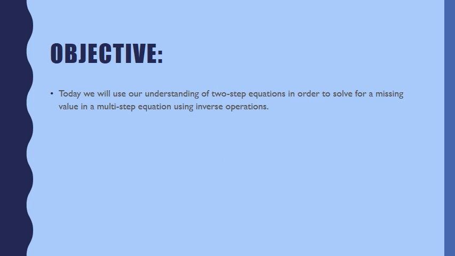Today we will use our understanding of two-step equations in order to solve for a missing value in a multi-step equation using inverse operations. This will feel very similar to what we did last week and the week before, but the thing that's new is that we're going to have multiple variable terms on opposite sides of the equation. So let's take a look at what that looks like in just a moment.